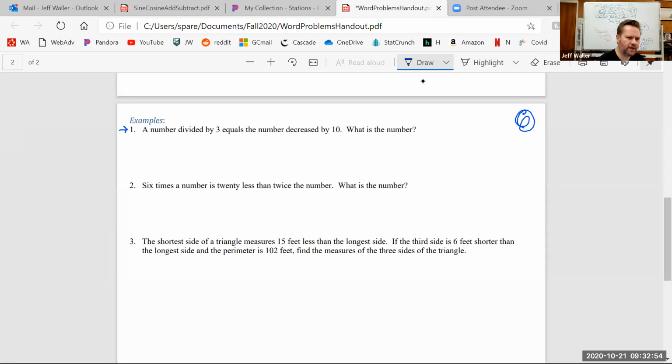A number divided by 3 equals the number decreased by 10. We could just write that right into an equation. So the first 2 problems are what I would call not real word problems. They're just sort of somebody read an equation off and I just got to write the equation down. So what would I call the number? We got to pick something to call the number. Somebody want to use something interesting? What letter do I give this?